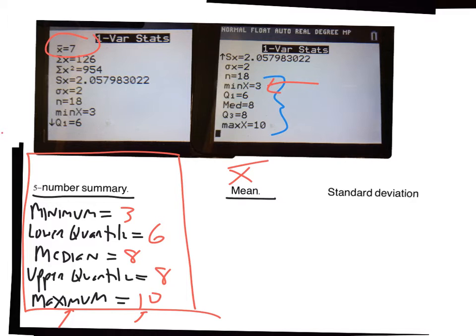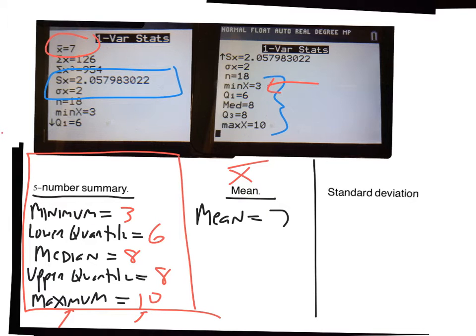So here our mean is going to be 7, so the average of all the numbers was 7. And here your calculator gives you 2 standard deviations. For our class, we're always going to use the standard deviation that's above the n, or the number of numbers. So here our standard deviation is going to be 2. So that's how we perform a one variable stat test on data.